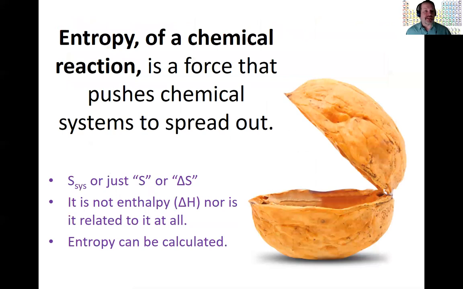All right, so now we've learned a lot about entropy. It's this force that wants to push and spread things out. We use the symbol S, sometimes with a subscript SYS for system. Most of the time we're just going to call it S, maybe even delta S, especially with the chemical reaction. This is not related to enthalpy at all. So this is the hard part for students as they're learning, is that they think there's a connection, but there's not. And we also lastly learned that there is a way to calculate entropy. Hopefully you now know a little bit more about entropy.